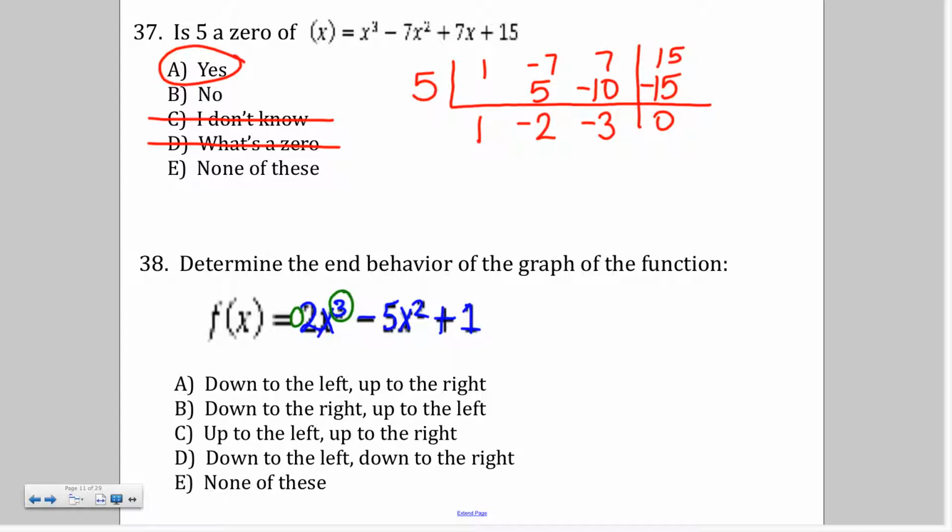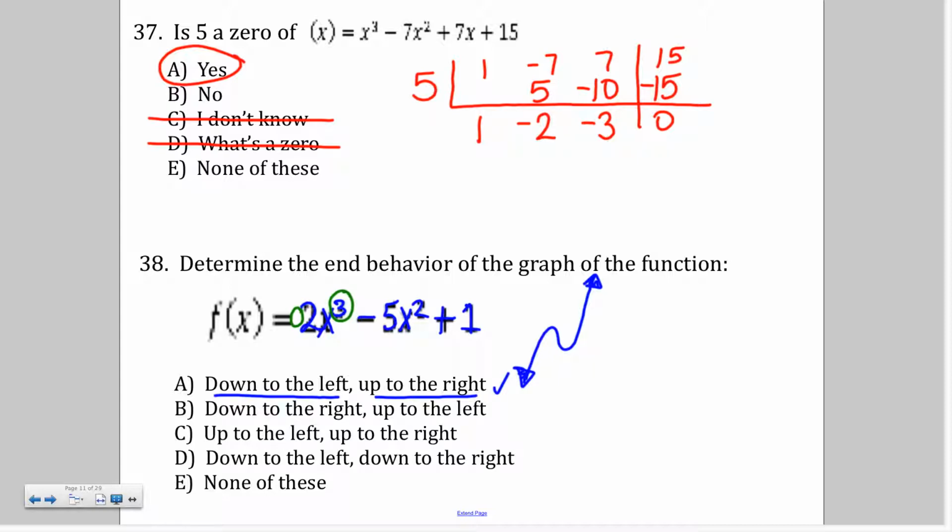So remember, for this one, it's going to start down and go up. So that's the shape of our graph, and we would graph it. So now it's asking what the end behavior is. So on the left, it is going down, and on the right, it's going up. So A says down to the left, up to the right.